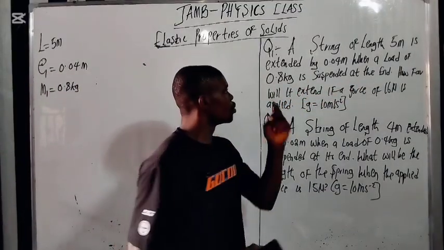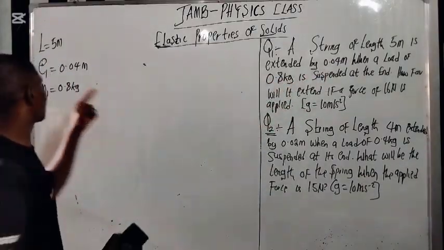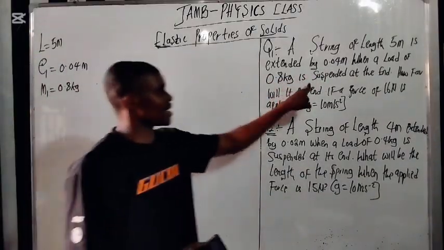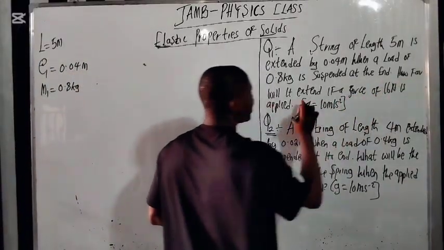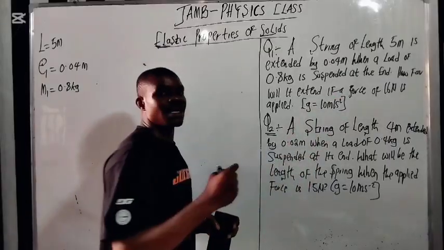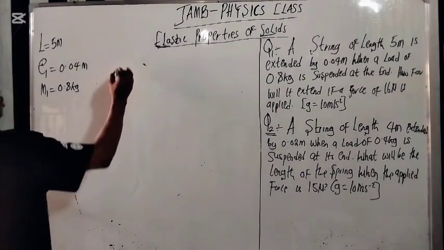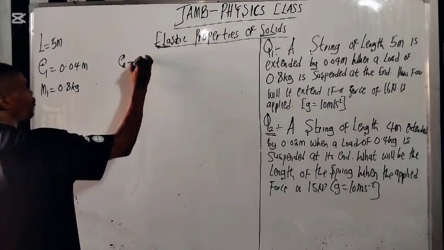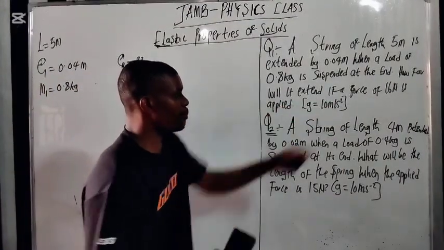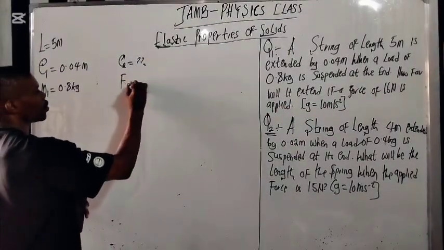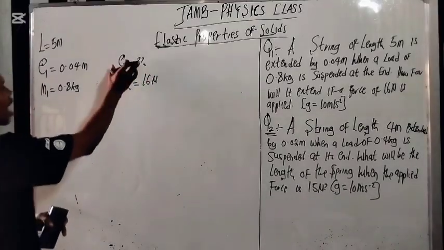Hope you understand. The length of the spring is 5 meters, the extension E1 is 0.04 meter, and the mass is 0.8 kg. Then they ask how far it will extend if a force is applied. That is the second extension, so it is going to be E2. That is what they say you should look for. The second force applied, F2, is 16 Newton.